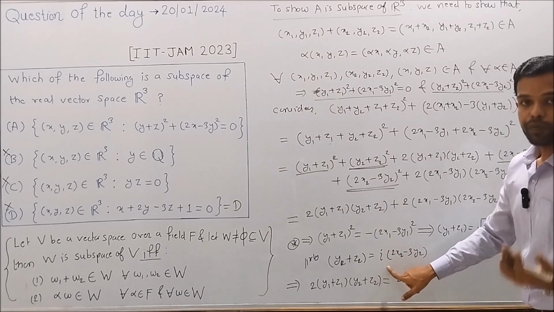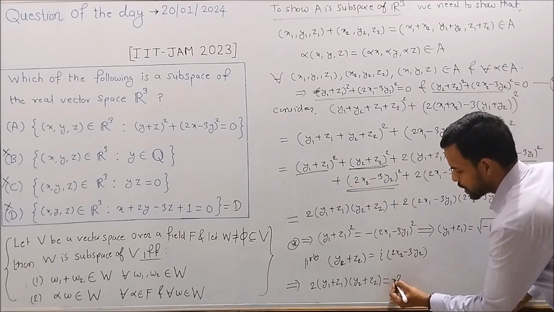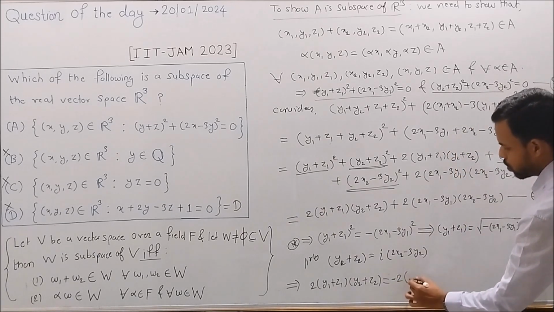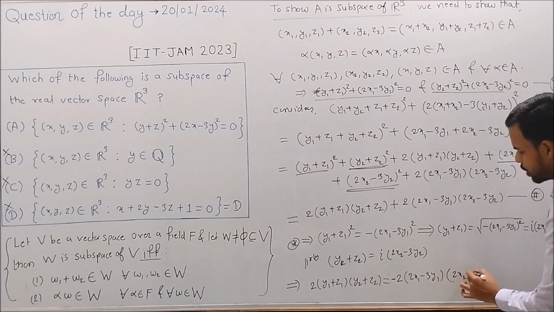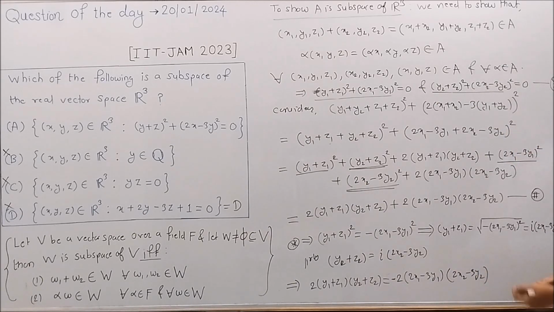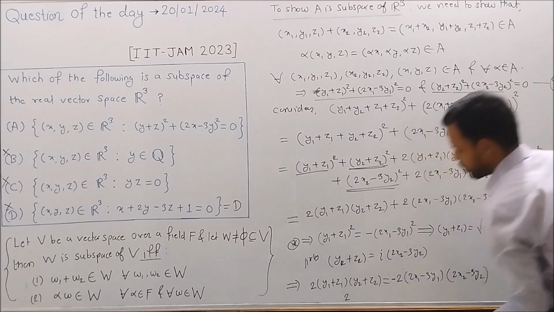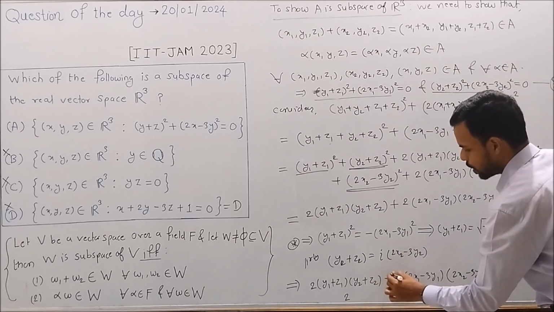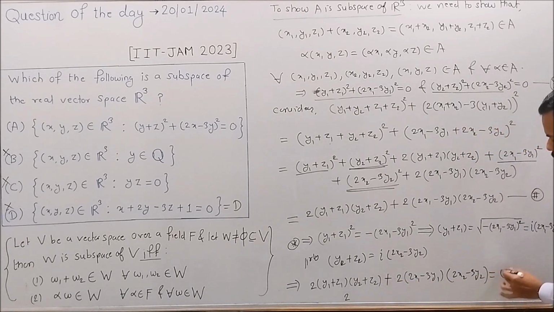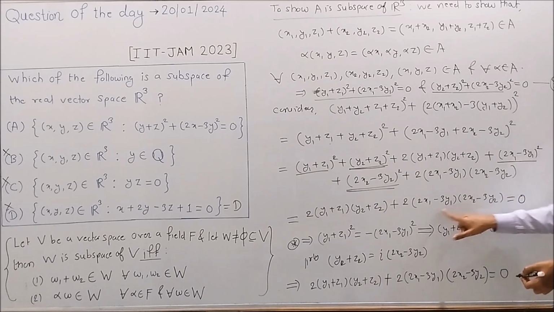i into i is i square, which is minus 1. So here minus sign, minus 2 times (2x1 minus 3y1) into (2x2 minus 3y2), and taking this to the left hand side, this minus 2 will become plus 2. So what we get? Plus 2 times this equals 0. So we have obtained this, and using this equation, this implies this sum equals 0.